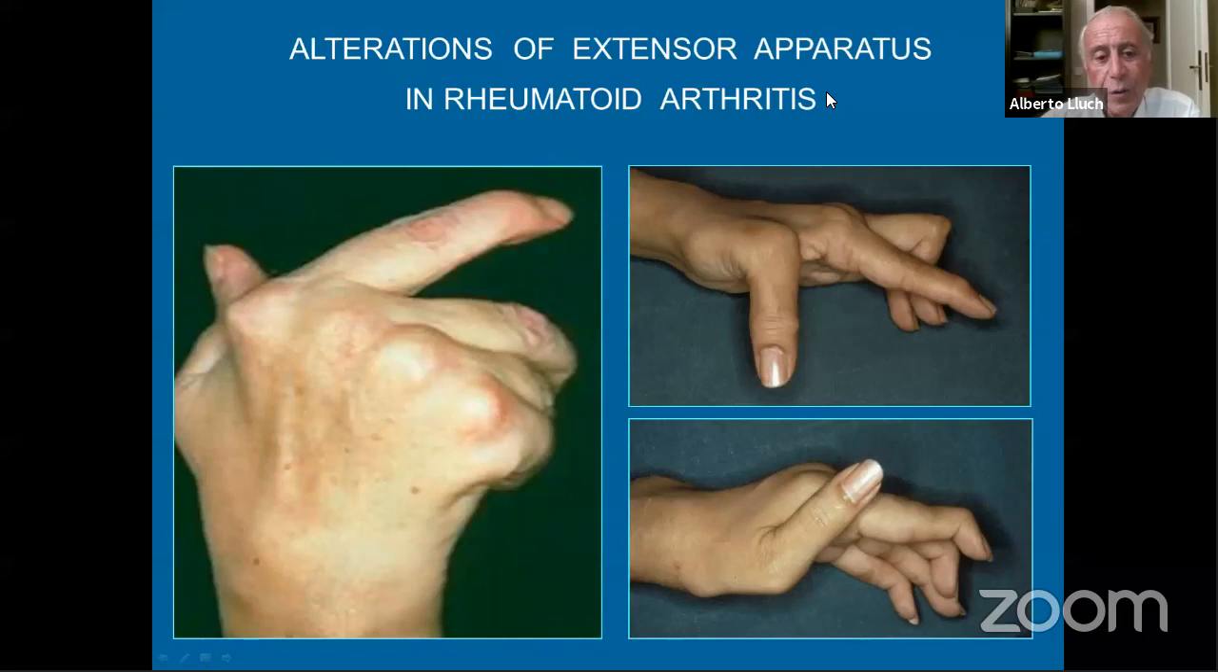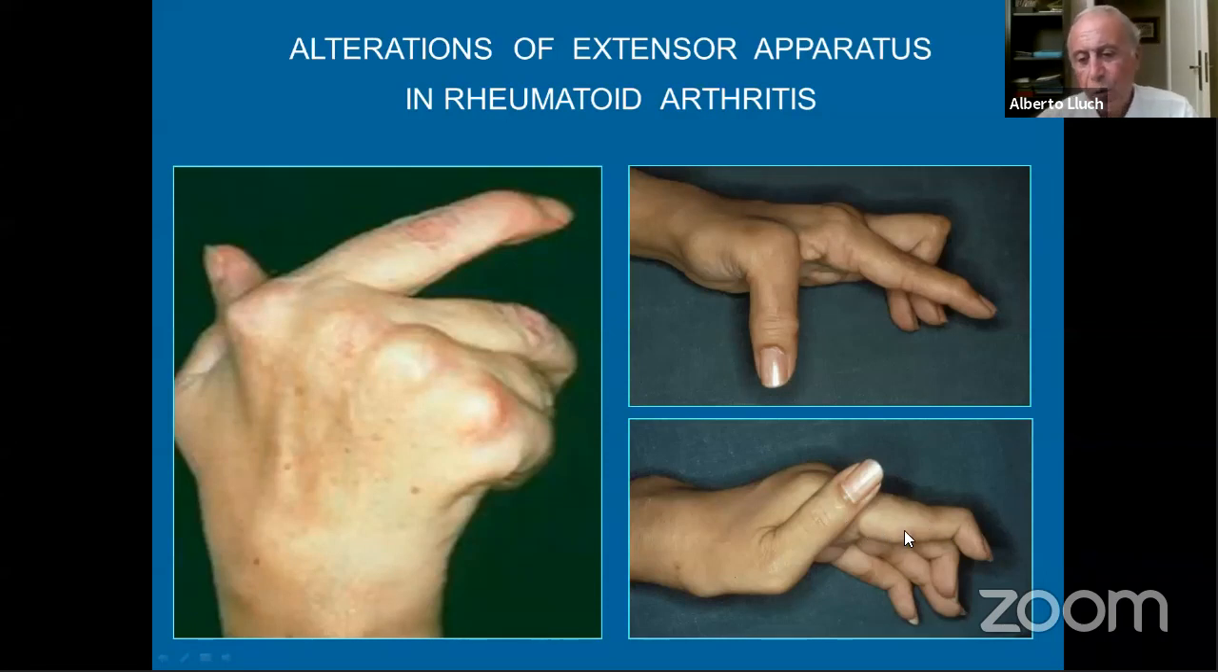What is more difficult to understand are the alterations of the extensor apparatus that happen in rheumatoid arthritis. In rheumatoid arthritis, we can see an ulnar drift of the fingers and loss of extension of the fingers. This is the same patient, the left hand with a gamekeeper's thumb, the opposite hand with a reverse gamekeeper's thumb. In the same hand, a swan neck deformity, and in the same hand, a boutonniere deformity. And here, the swan neck deformity was due to synovitis of the flexor tendon.